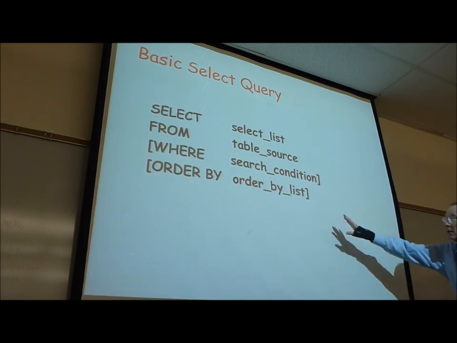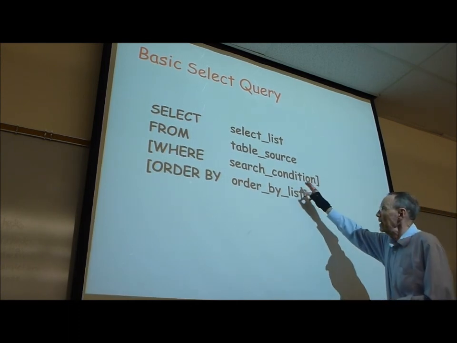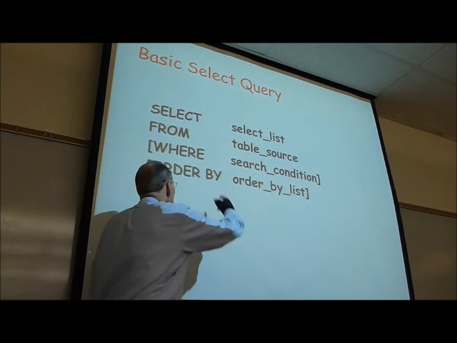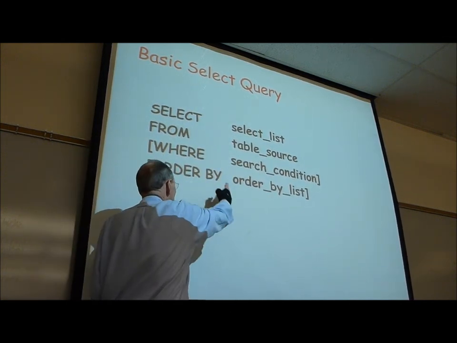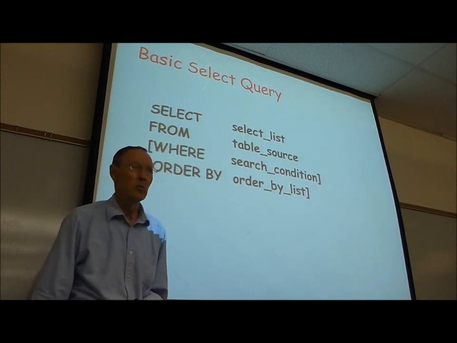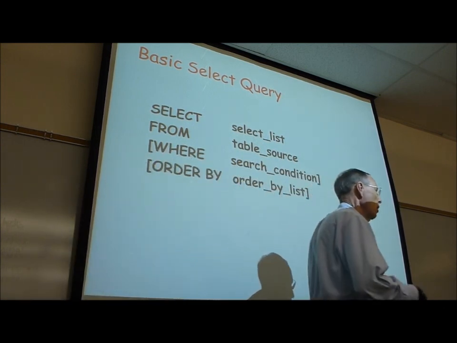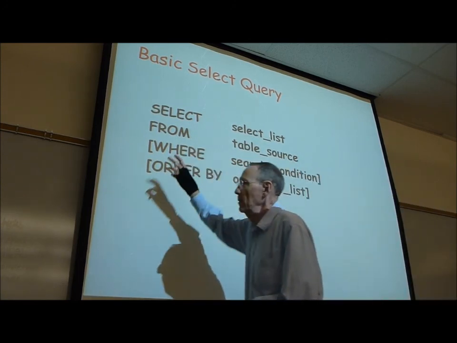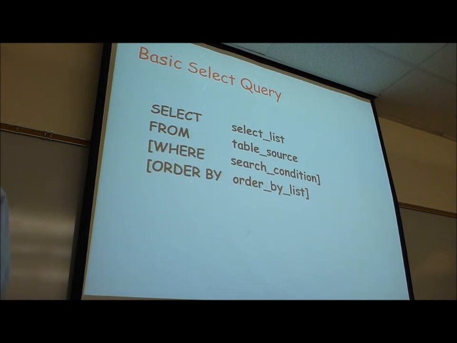We're going to come back to these. Notice I got the little brackets around these. That means they're optional. This is going to be something where we filter, and order by is where we're going to sort. We're going to do lots of sorting. And we'll come back to sorting pretty quickly. And in about the middle of the evening, we'll get to the filtering, the where clause.